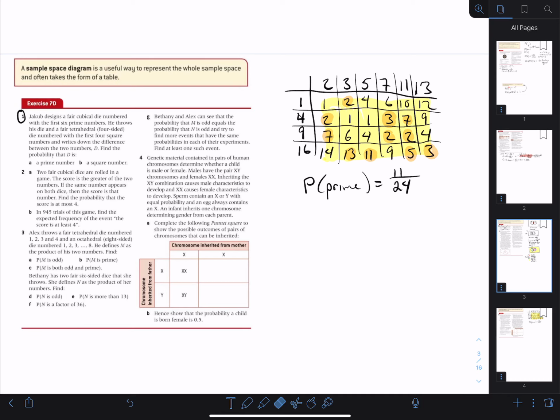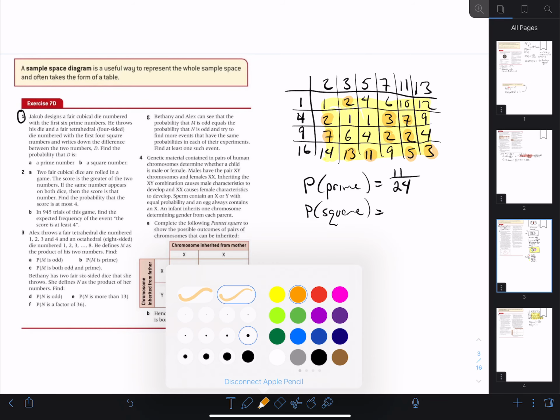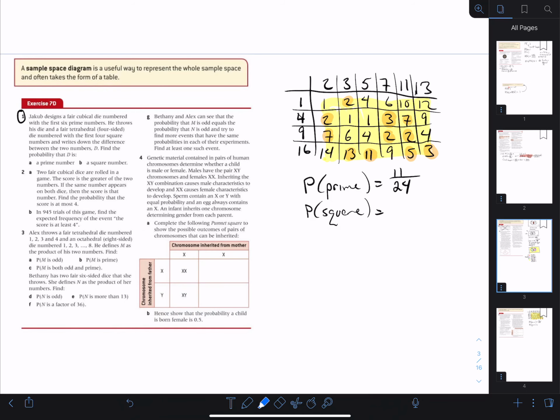Now B, the probability that it's a square number. Let's change that up. Let's go with blue. A square number. I think 1 is a square. I'm going to go with it. That's it, I think. So 2, 4, 6, 8. So it'll be 8 out of 24. Okay, so things like this.